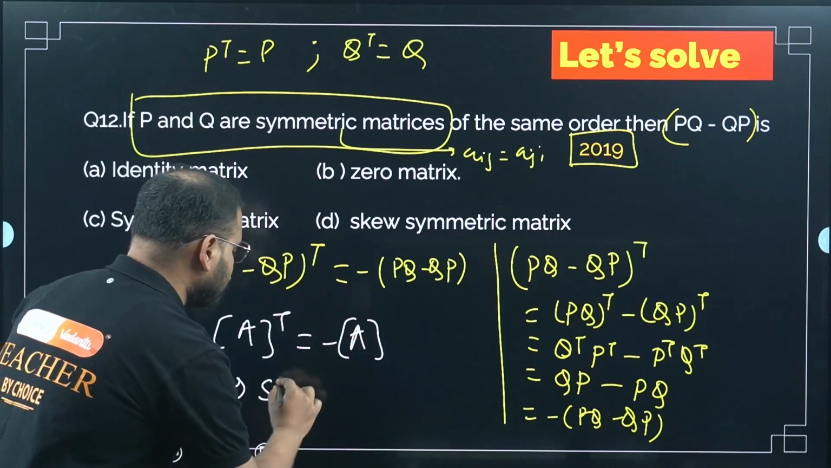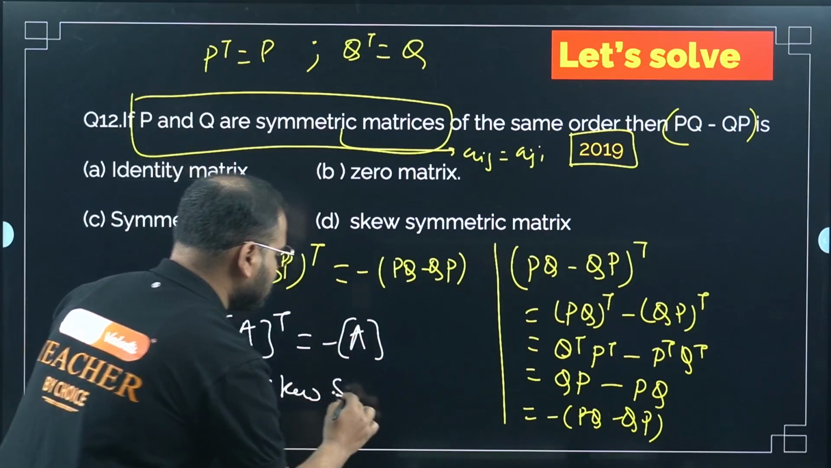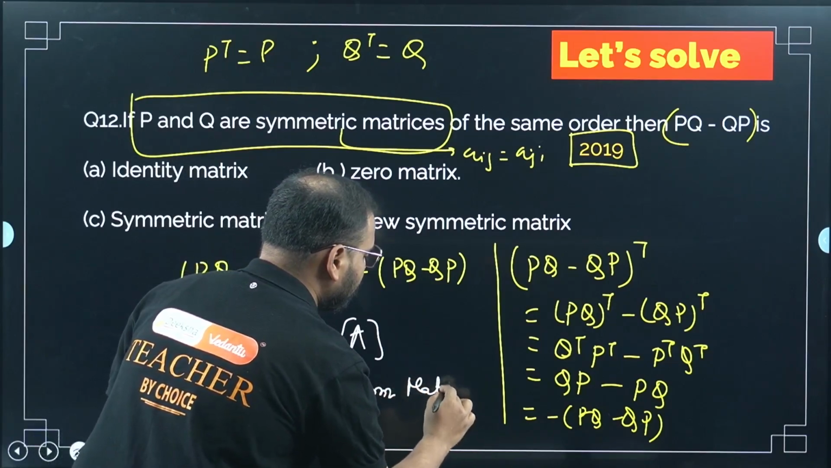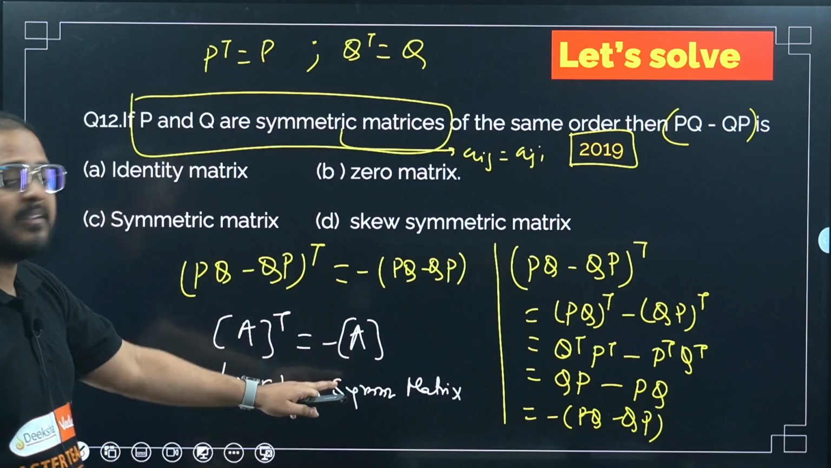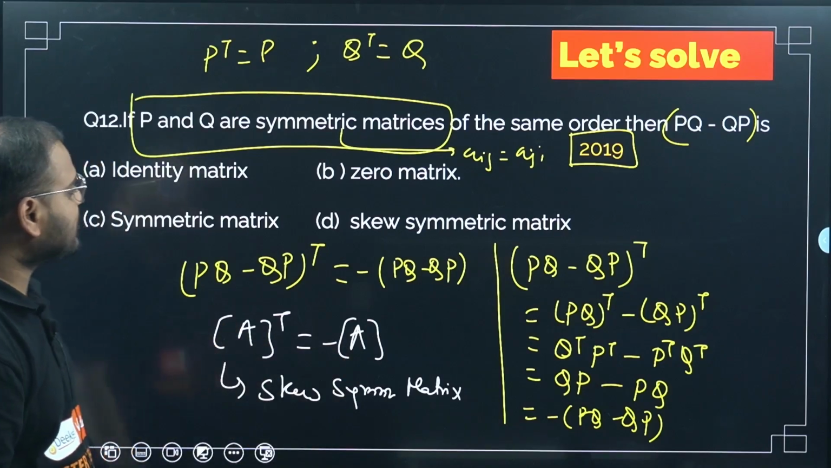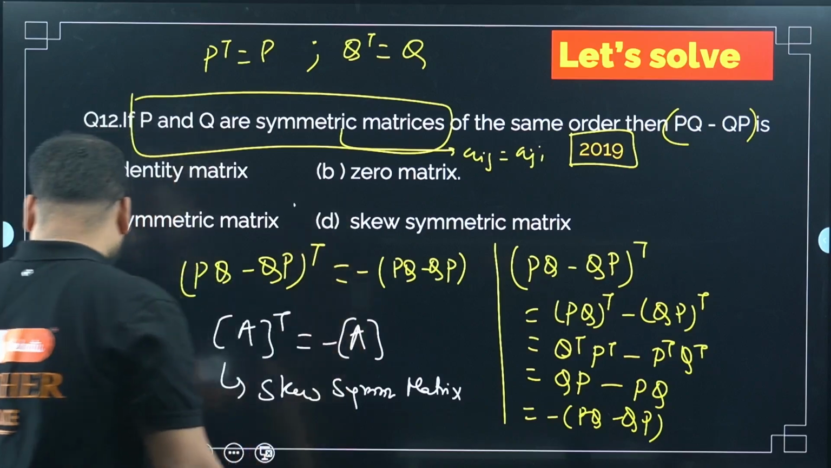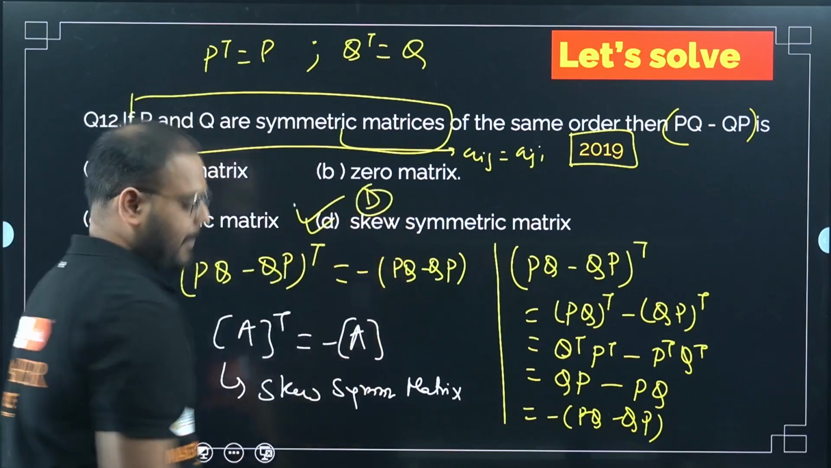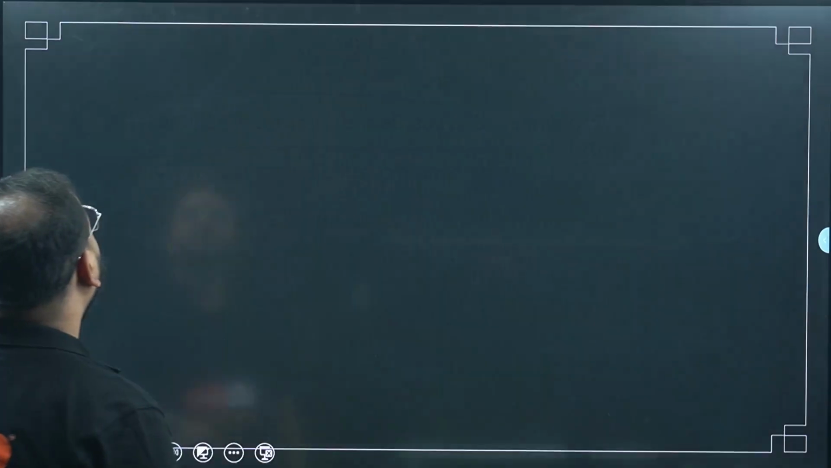Isn't this called a skew-symmetric matrix? That's the definition of a skew-symmetric matrix: the transpose is coming as minus A. So the answer is D. Okay, moving on. Let's move on to the next problem.